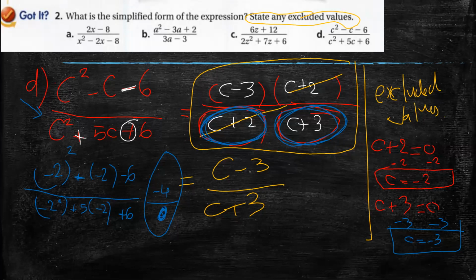So the excluded value is when it will be the functions, or you can say after you finish, you'll say the function is undefined except c is not equal to negative 2 and not equal to negative 3. So you simplify it and you will find the excluded values. Is it clear?